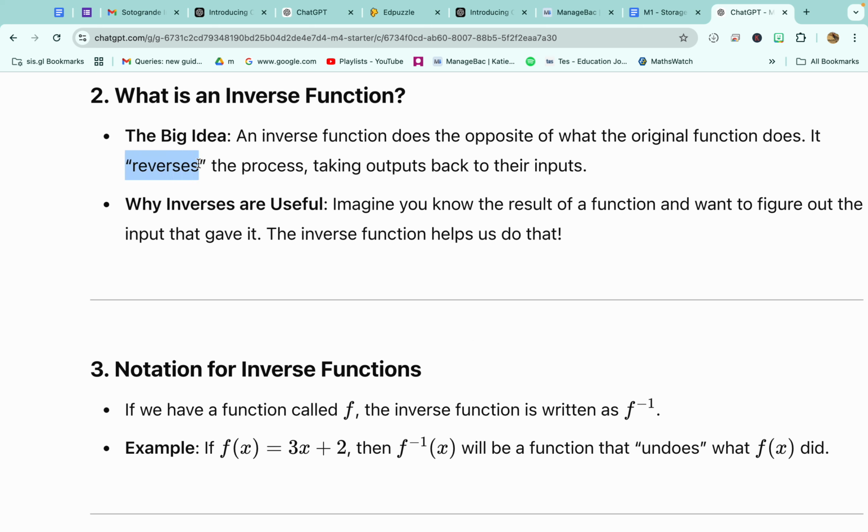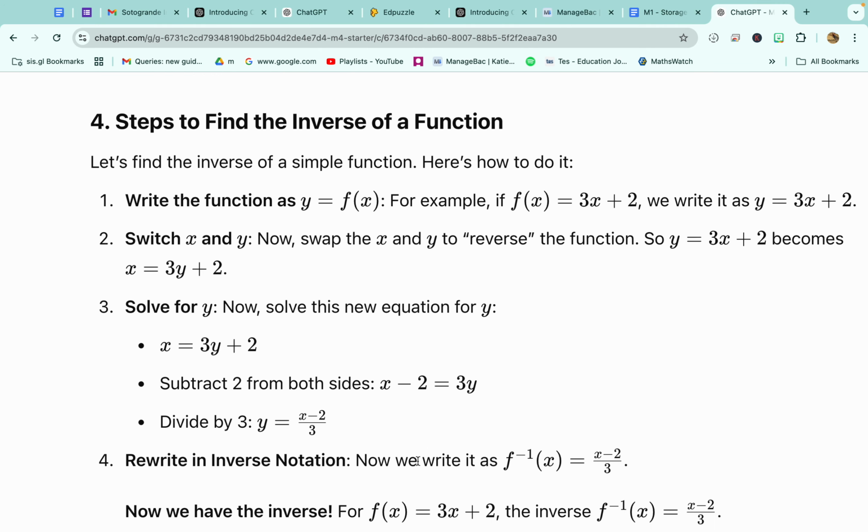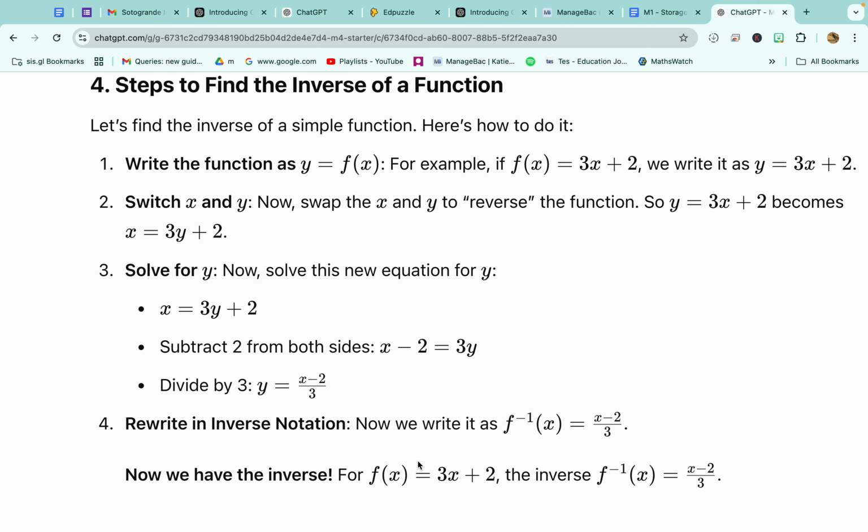As discussed, it reverses the process. So normally when we're talking about inverse functions, we write it as f to the power of minus 1, and it just undoes the process. So let's go over it. So these are the steps. I'd recommend you pause the video and write these down.